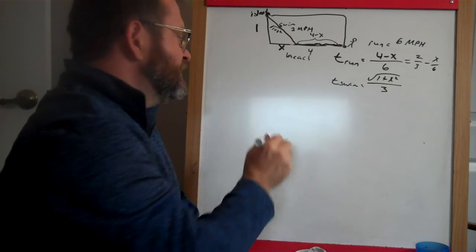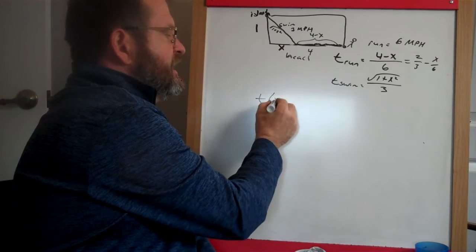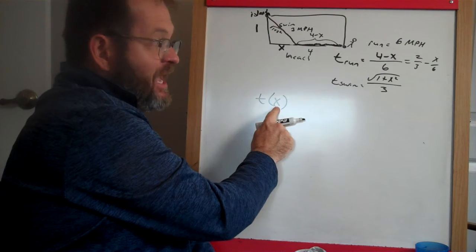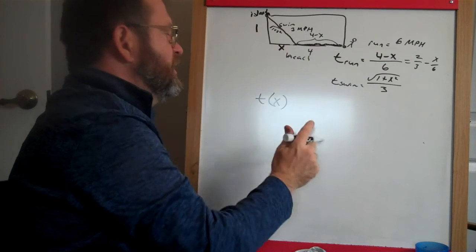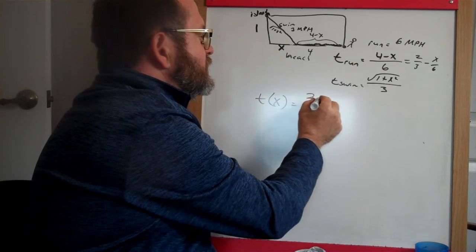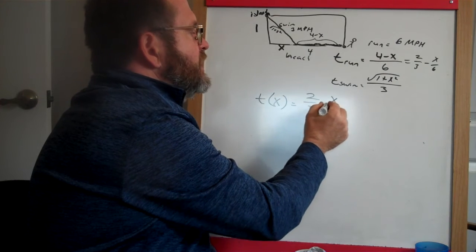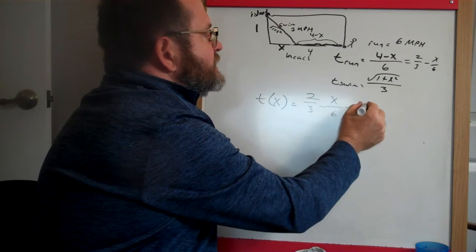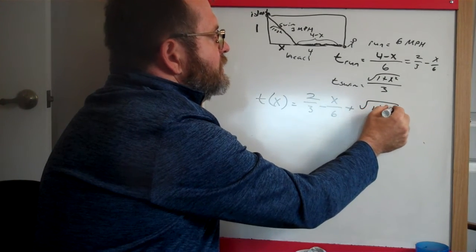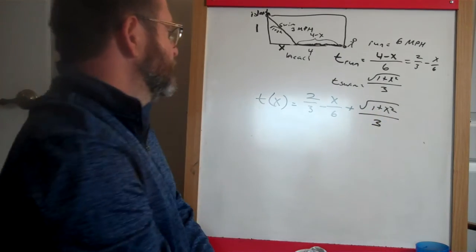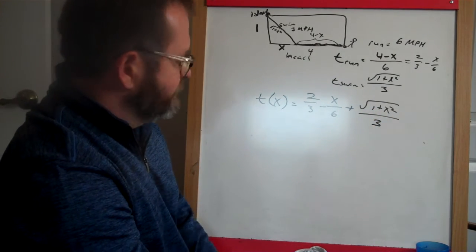And the whole amount of time that I spend getting to the island, which will depend on x, because it depends on how much of the corner we cut here, is going to be the time I spend running plus the time I spend swimming. That's pretty cool. All right.